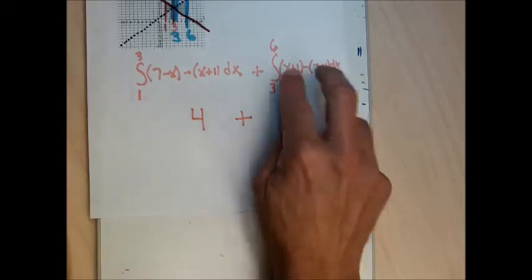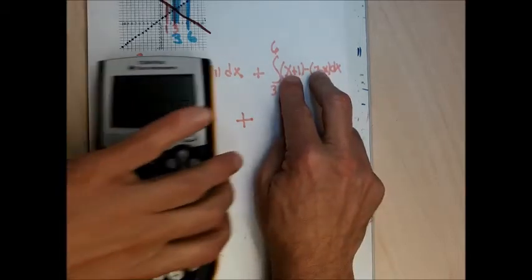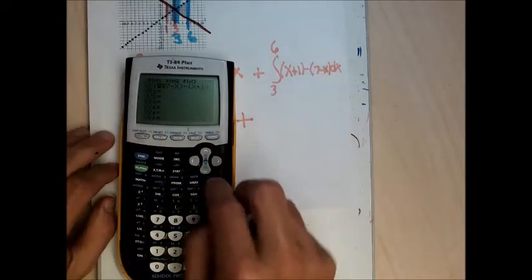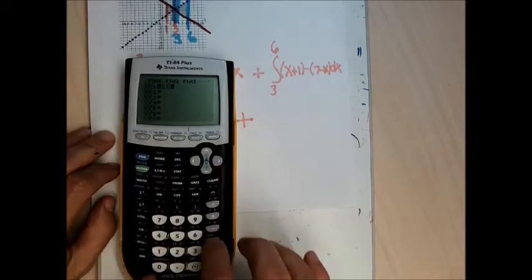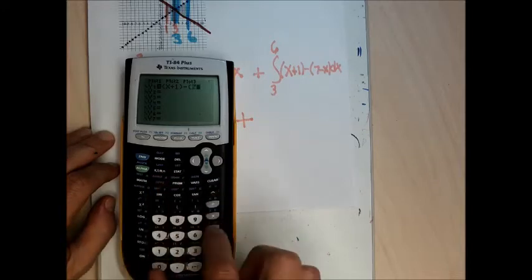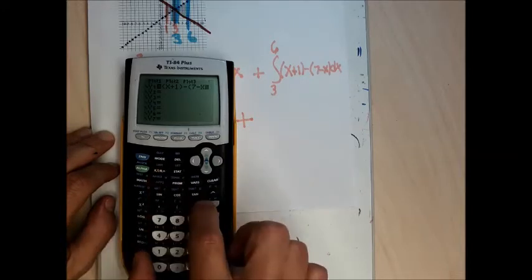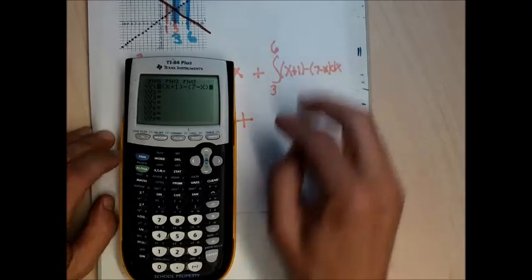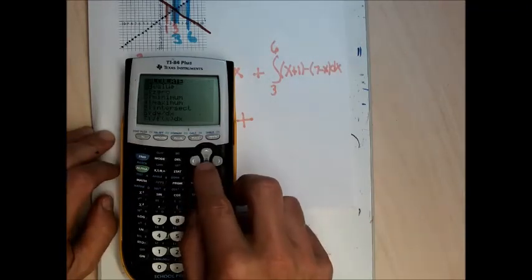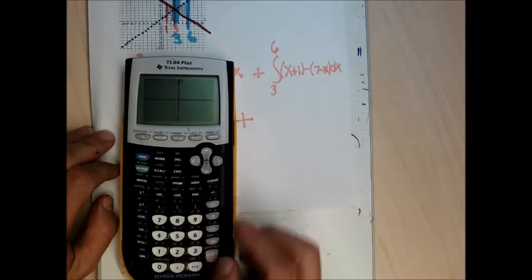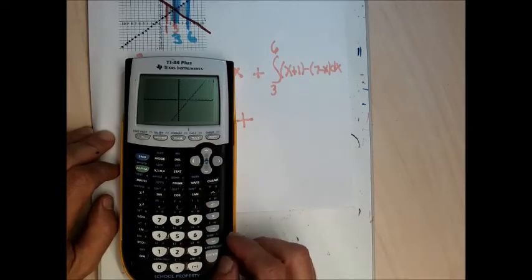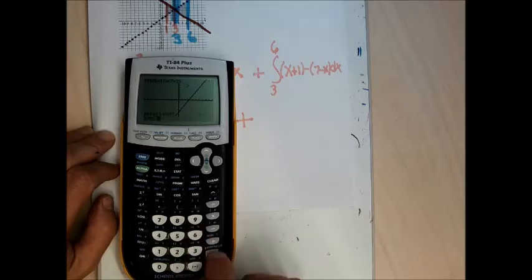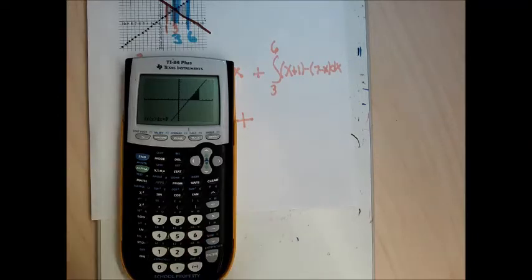Now I'm going to enter this function in my y1. So in my y1 now, I'm going to enter the function x plus 1 minus parentheses 7 minus x. And I'm going to integrate that, lower limit 3, upper limit 6. So second trace. Don't care what the graph looks like. Lower limit 3, upper limit 6. That area is 9.